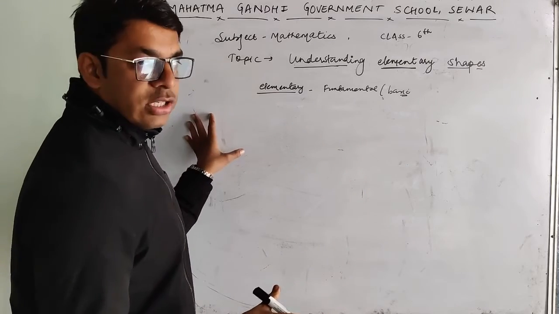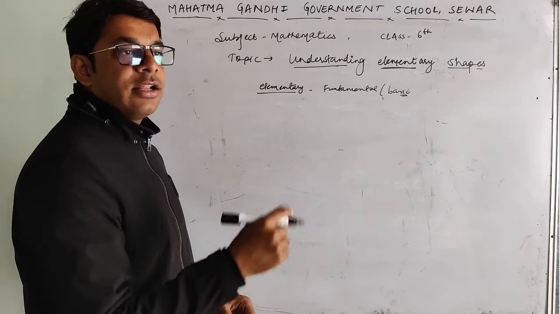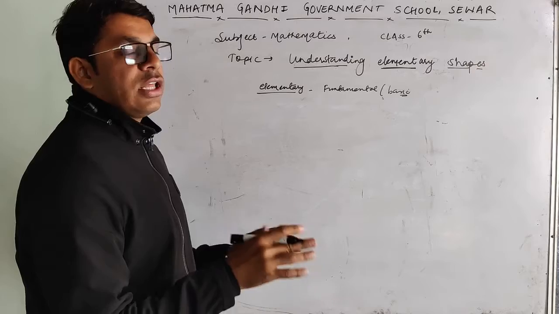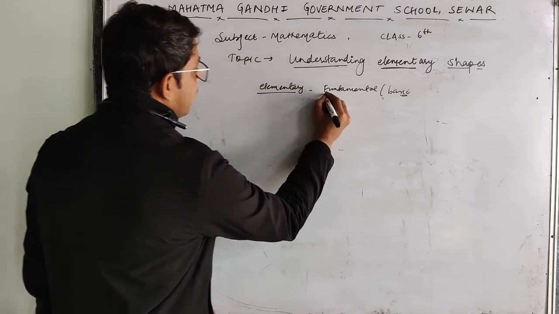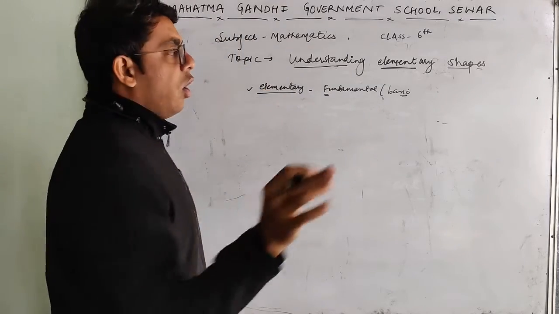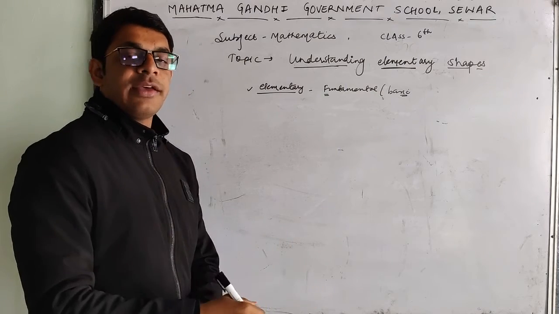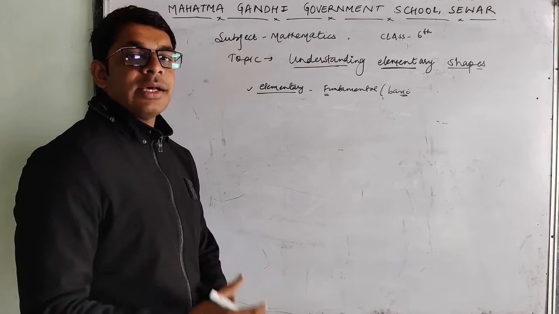The blackboard is squarish or rectangular, the pen is cylindrical. So there are too many types of shapes that exist in the world or on the earth. In this chapter, we are discussing only elementary shapes, which after combining with each other or in several combinations make complex shapes.